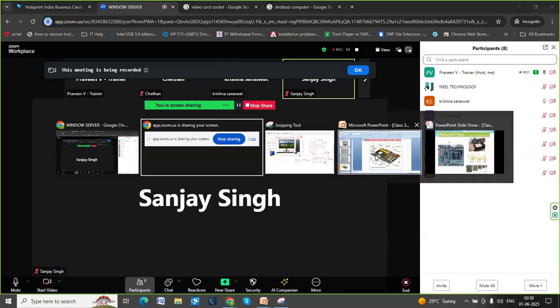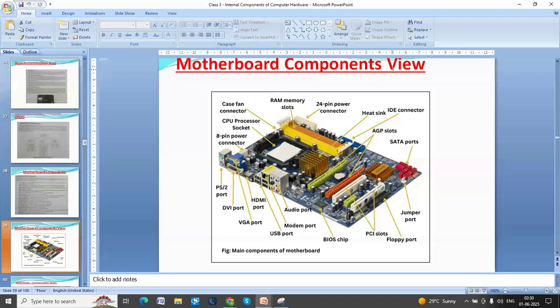Okay. So my point is clear. When the parts or components are integrated on the motherboard, if one component is damaged, the entire motherboard, like the entire laptop, will be in an idle state and the entire motherboard has to go for service.